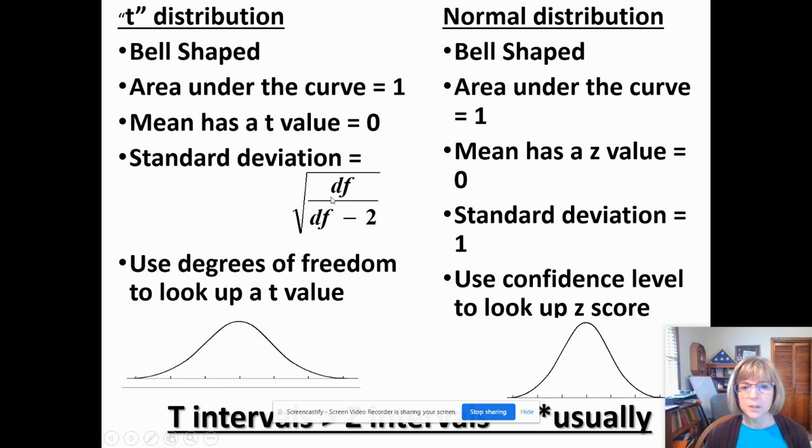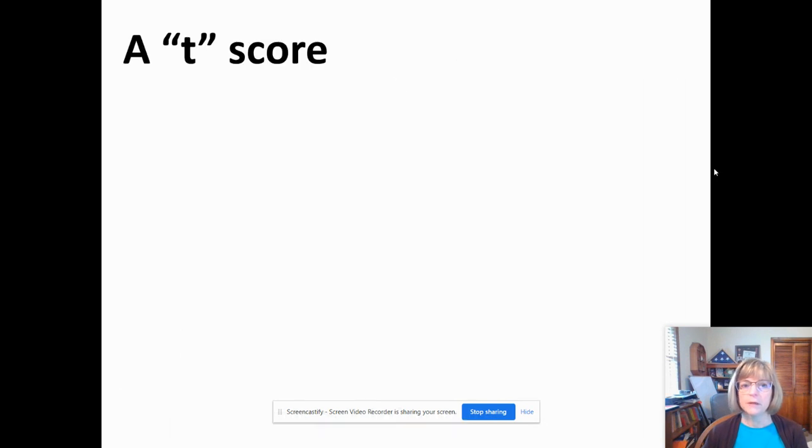And it depends on something called DF, which stands for degrees of freedom. You will never have to use this formula to calculate that degrees of freedom, so don't worry about that. In general, our t intervals are greater than our z intervals because t values are larger than z values generally for the same amount of area.